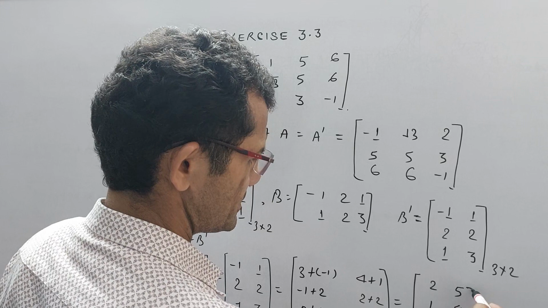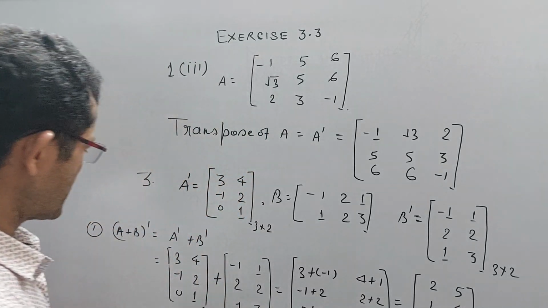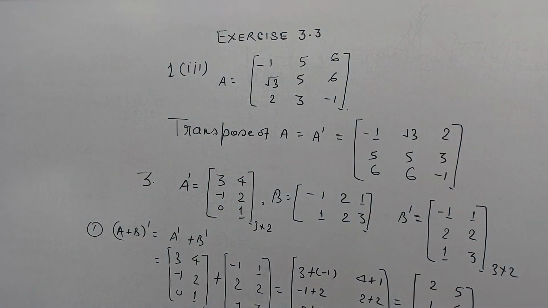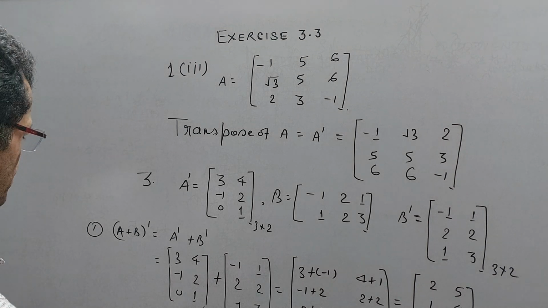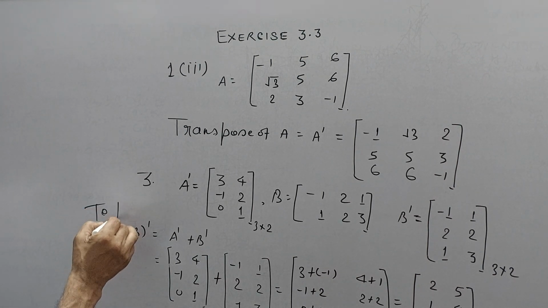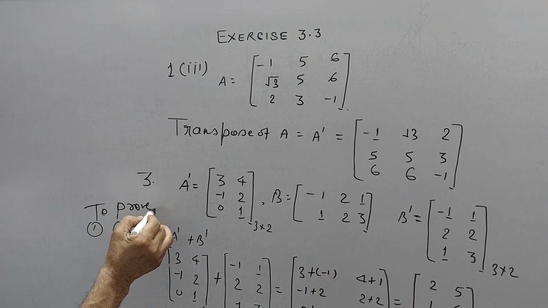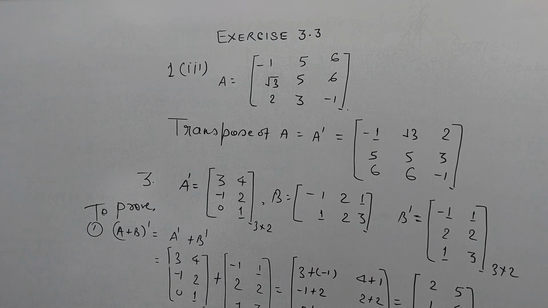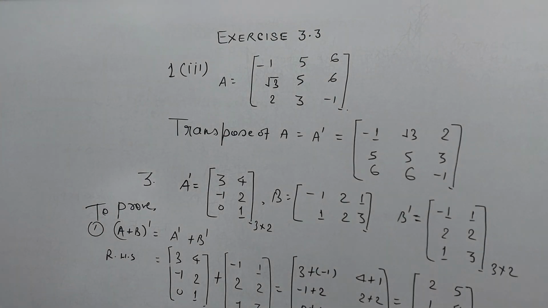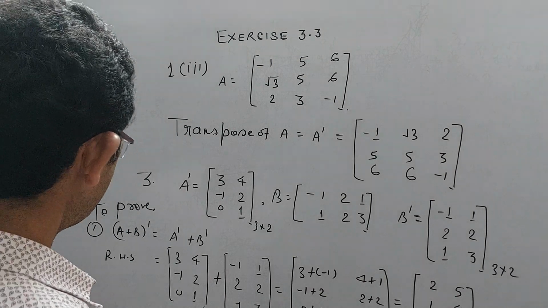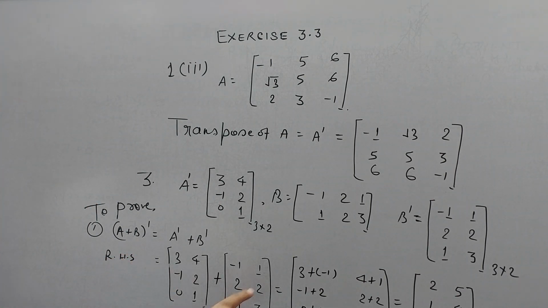So we have calculated the transpose of A plus B, but we have to prove this. This is the right hand side, which we have calculated. Let us do the left hand side. First, in the left hand side we need matrix A.